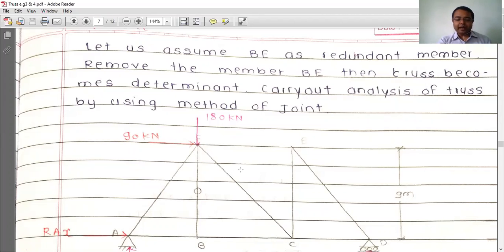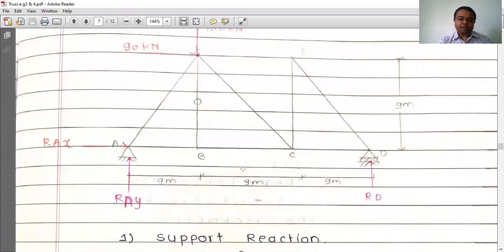Of course, we can analyze a determinate type of truss by the joint method or by the section method. So first of all, just find out the support reactions. At the hinge support there are two reaction components, RAY and RAX, and at D there is a roller support. There will be a single reactive component perpendicular to the plane. Okay, that is the reaction RD. So first step is to find the support reactions.